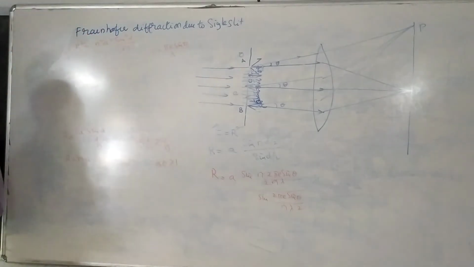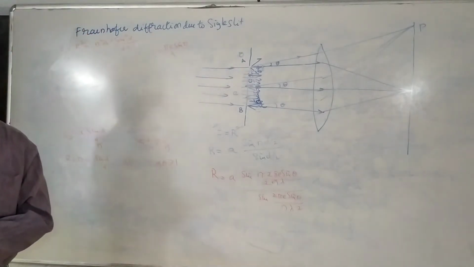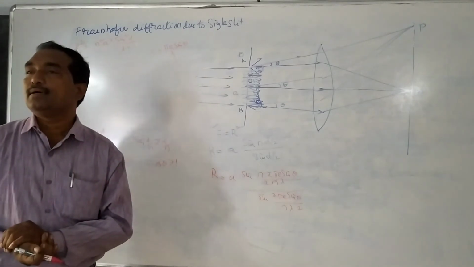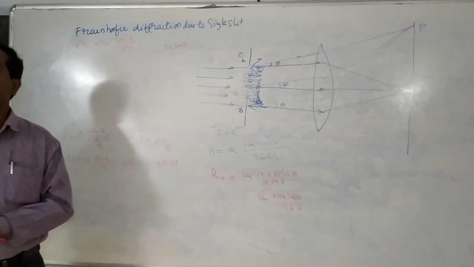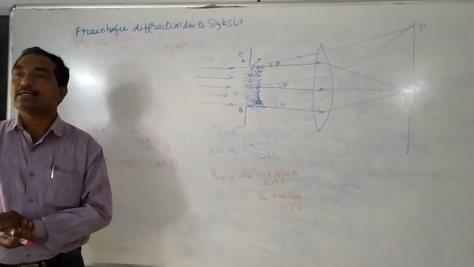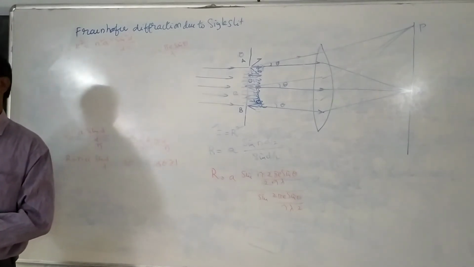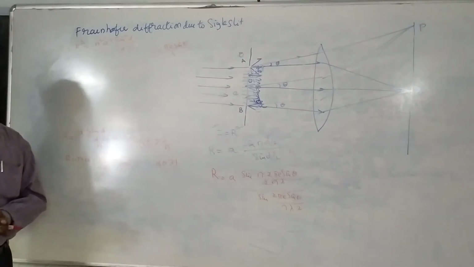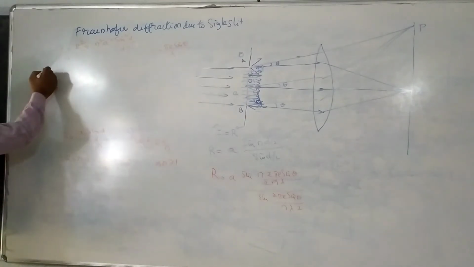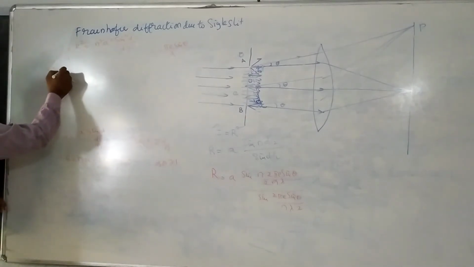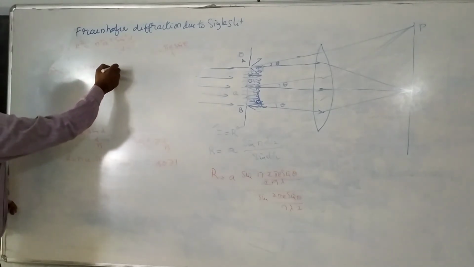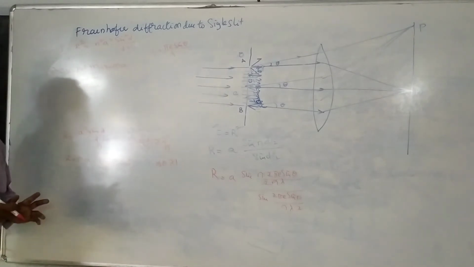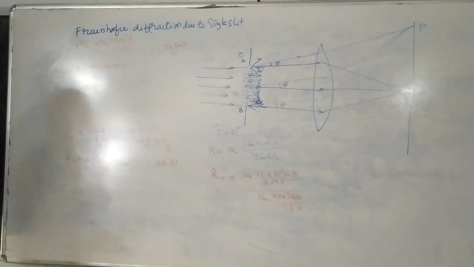The intensity may be maximum, that is called principal maximum. It may be minimum, that is called minimum intensities. And also one more, that is called secondary maxima. Now one by one we will discuss. The first one is principal maxima, which is nothing but where the intensity is very high.